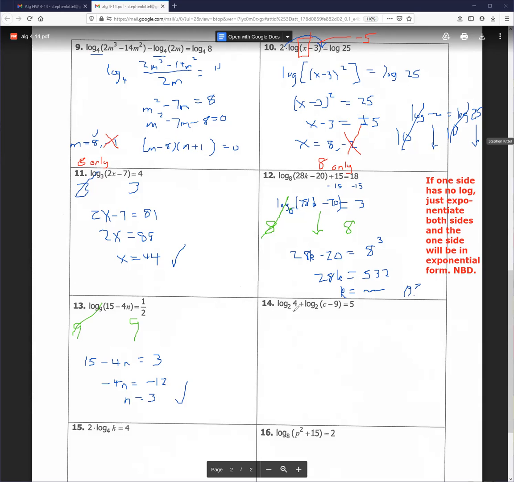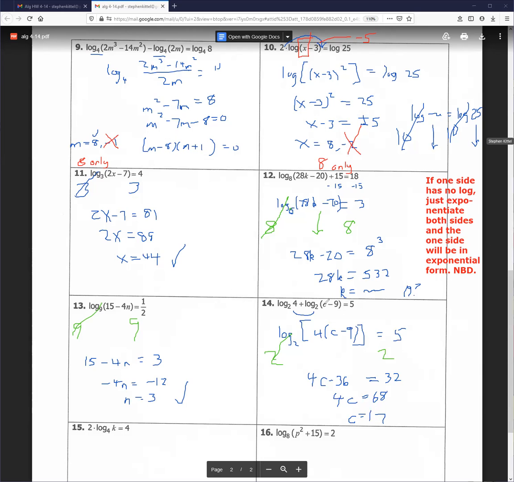14. Make it a single log first. Log base 2 of 4c minus 9 equals 5. And now we will exponentiate both sides. So we're going to do 2 to the on both sides. And that means that we have the guts of the logarithm dropping down, which I'm going to distribute while I'm at it, is equal to 2 to the 5th power, which is 32. 4c equals 68. C equals 17.